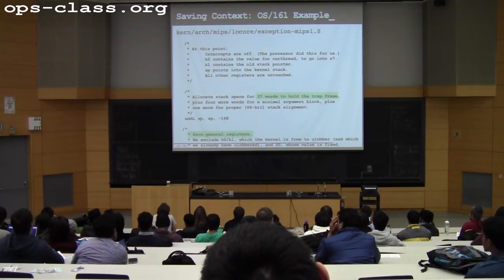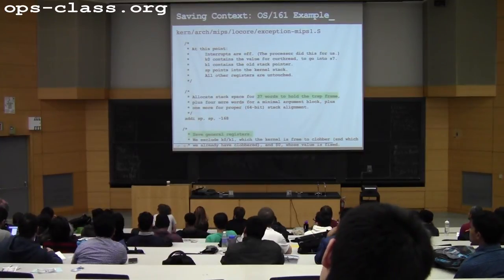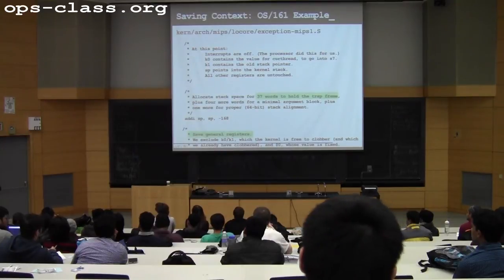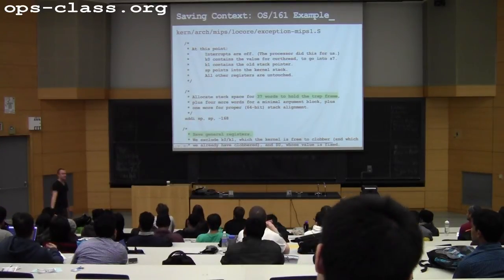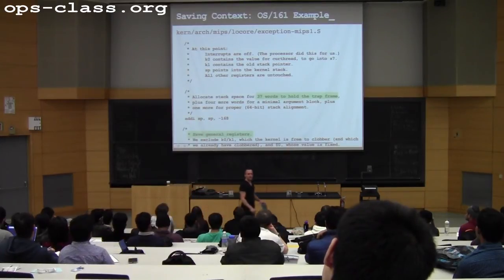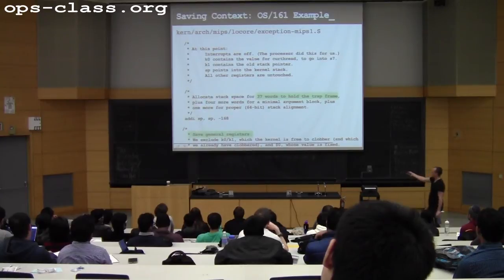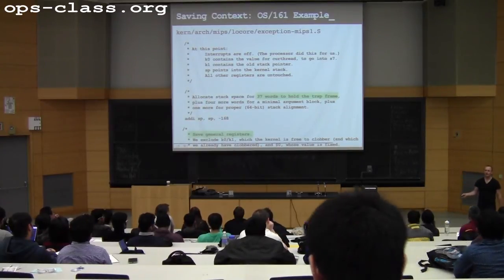So note that one of the first things I do when I enter the kernel after an exception is I stop using the user stack, right? Remember, I don't want the user thread to know that anything's happened. If I write a bunch of stuff into its stack, then it's going to know that something's happened. So when I'm allocating space on my stack, this is now the kernel stack, okay?